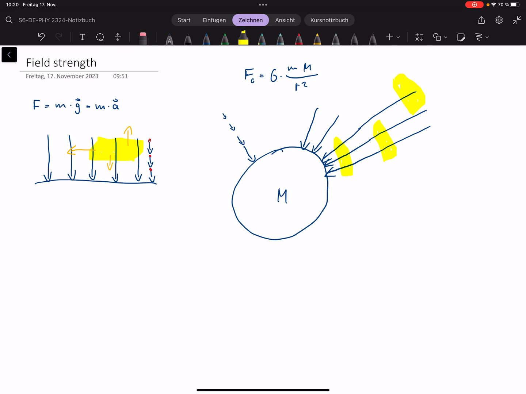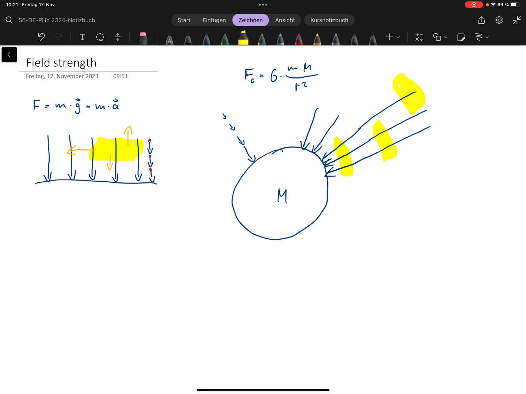So we need another value, basically. It's called the field strength, that gives us information about the strength of the field at a certain location. Or let me put it in a different way. How big is the force at any point in this field?